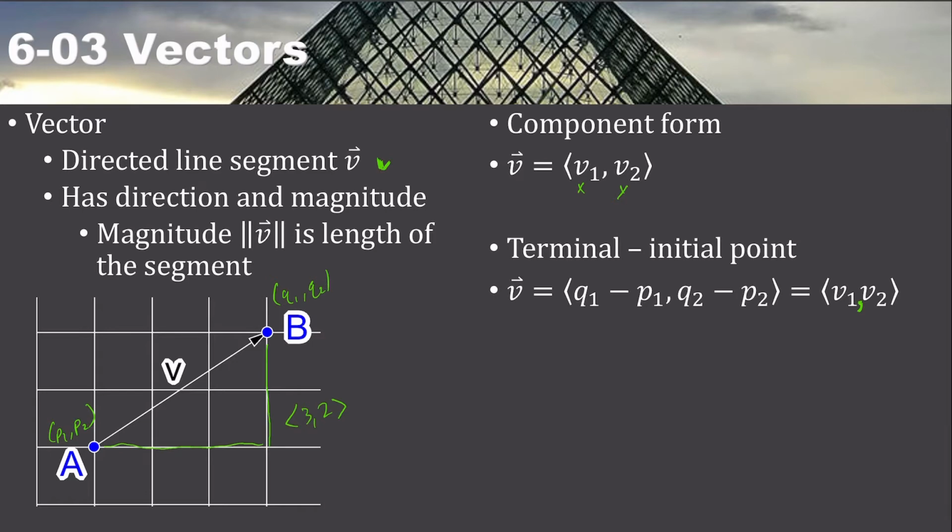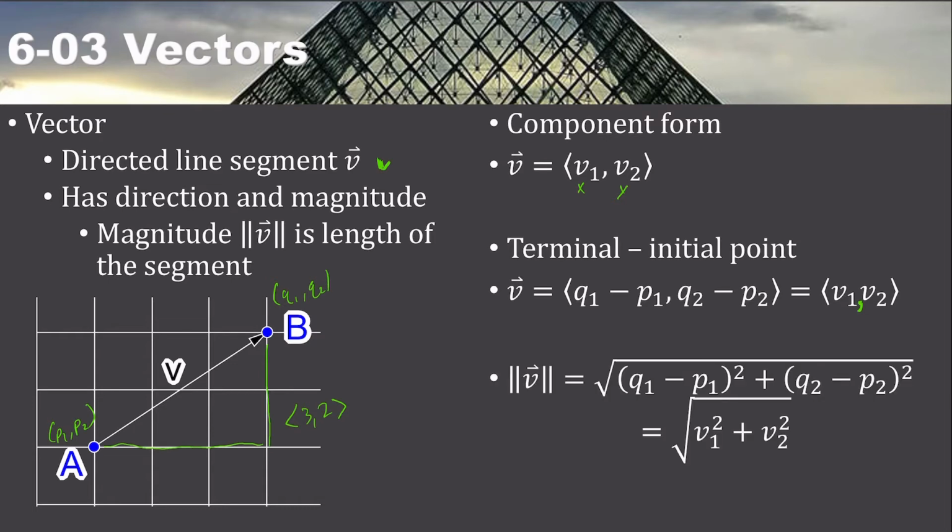The magnitude is the length, so it's really just the distance formula. So the magnitude is the distance formula, and I have it with the points or just the components of the vector.